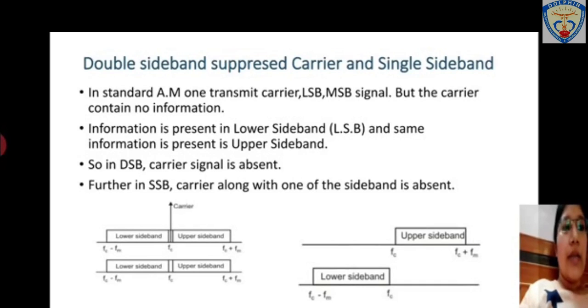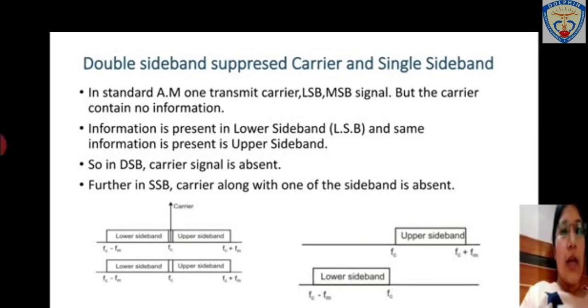Now next we move on to the double sideband suppressed carrier and single sideband. In standard AM, one can transmit a carrier along with the LSB and USB, but we know that information is contained only in the LSB or the USB. So we can avoid sending the carrier, due to which we can achieve good power efficiency. So in the DSB-SC signal, the carrier is absent.